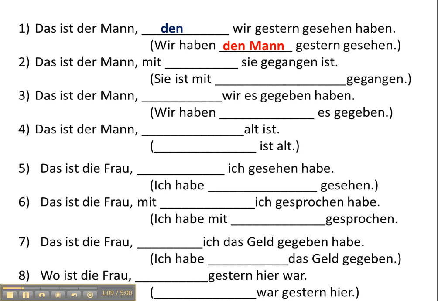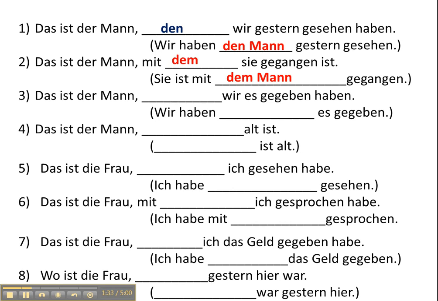Nummer 2, "Das ist der Mann mit blank, sie gegangen ist." So I've taken that and put it back together in its normal sentence order. "Sie ist mit," and this mit is a dative preposition, so that makes Mann dative, so der is going to be dem. So, "Das ist der Mann, mit dem sie gegangen ist."